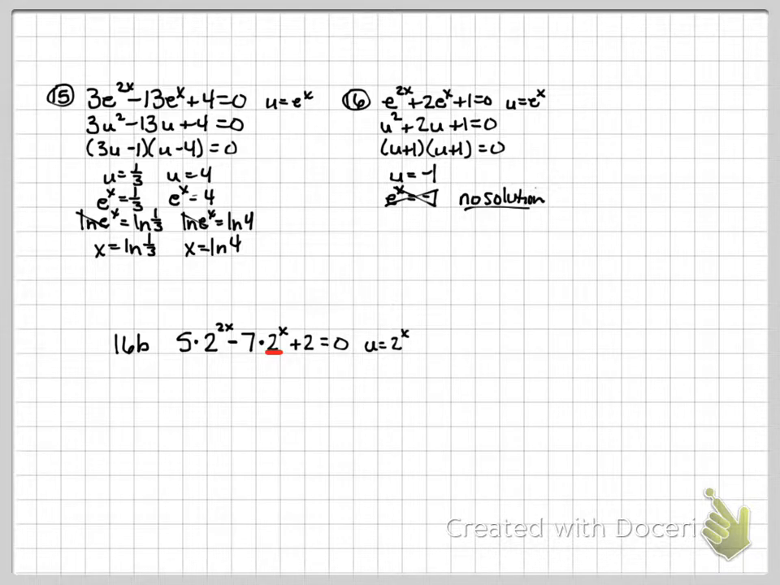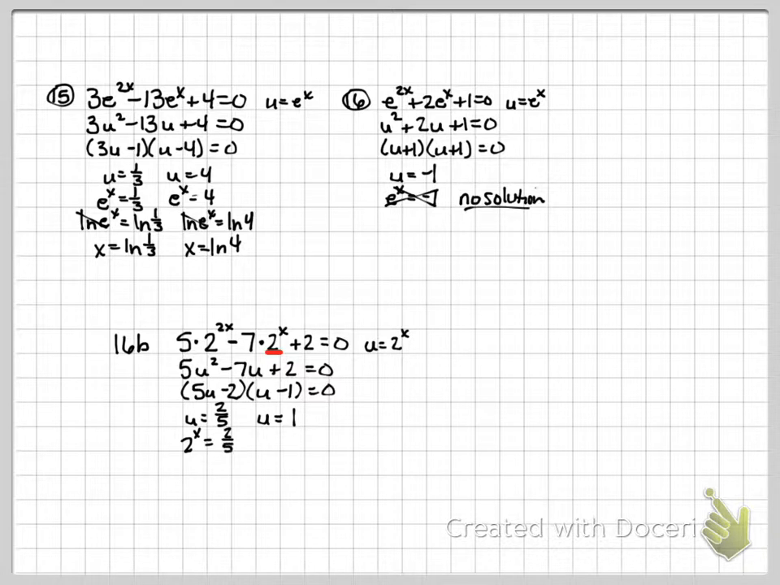And now it becomes very similar to what we did in the previous problem. It becomes 5u squared minus 7u plus 2 equals 0. Factor it, and I get 5u minus 2 and u minus 1. And so, solving each one, I get u is equal to 2/5 and u is equal to 1. Substitute back the 2 to the x in, and I get 2 to the x equals 2/5 and 2 to the x equals 1.